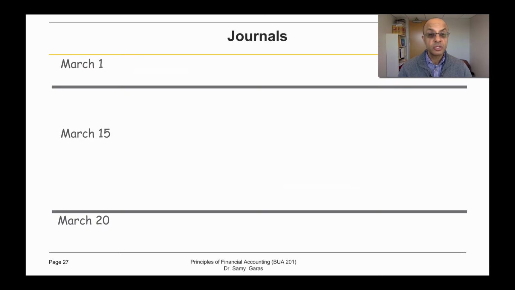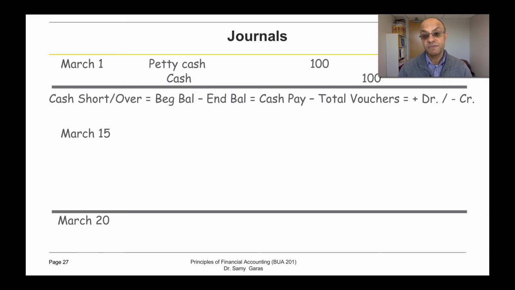And here we need to do the journals. So on March 1st, we debit petty cash, credit cash by $100. On March 15, we need to calculate the discrepancies. So we get $100 as a beginning balance minus $3 as an ending balance. We get 97 minus 95, we get $2 debit.